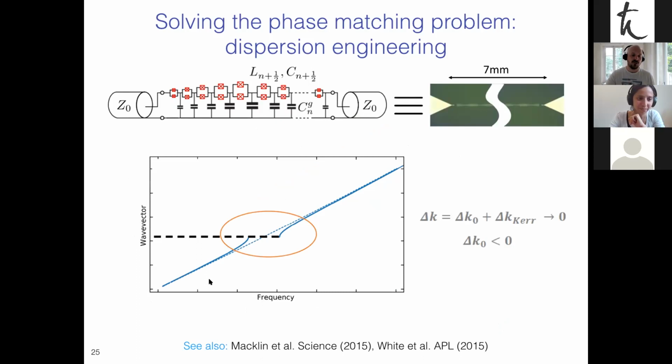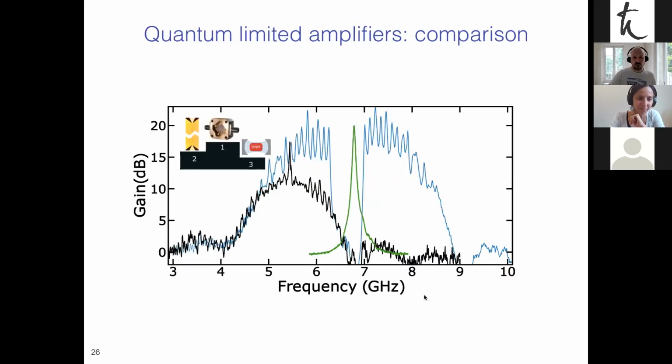So if you plot wave vector versus frequency, you open a gap in the dispersion relation, and close to this gap, the linear phase mismatch becomes negative. So you have a negative number here, a positive number there, and you might then make the total delta k equal to 0. If you play this trick, this is the kind of gain plot you obtain. We call that a podium plot. This was made by my student Luca.